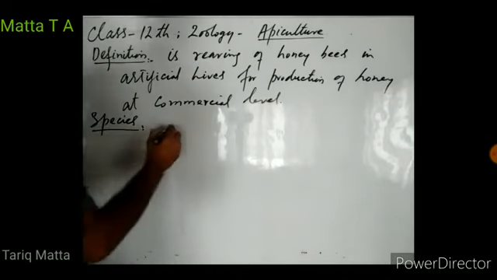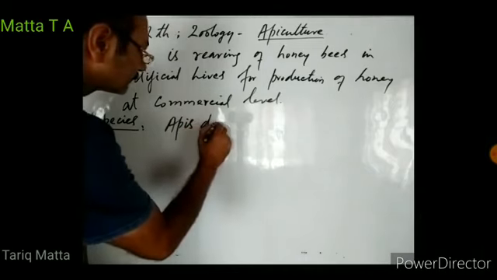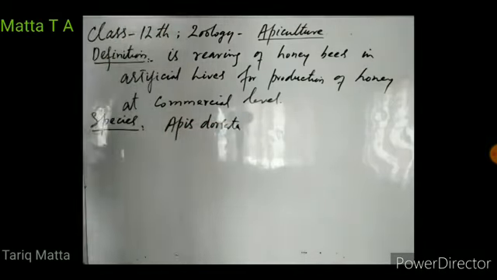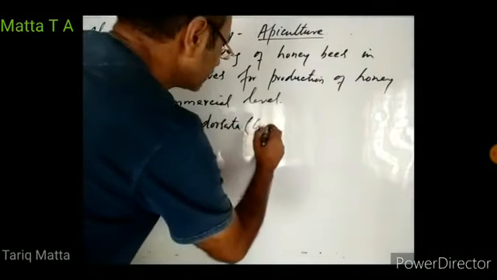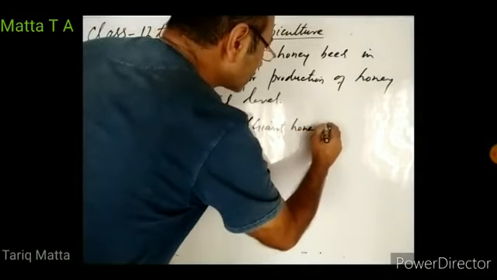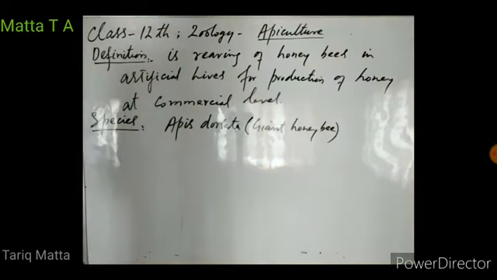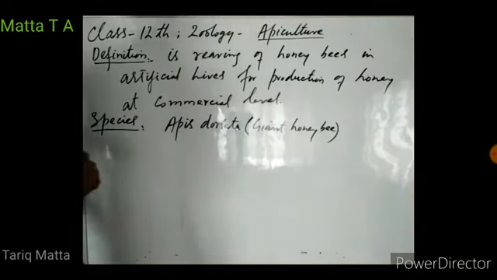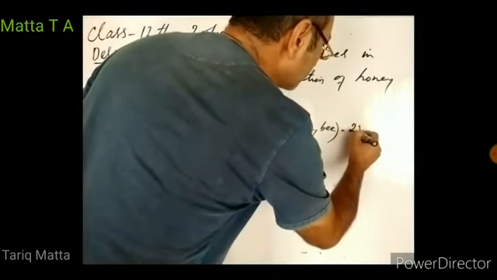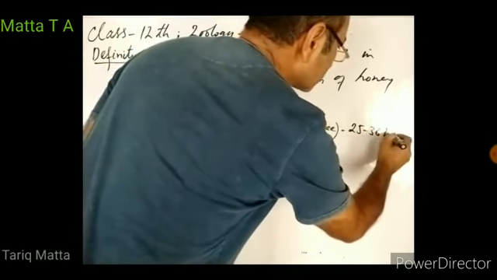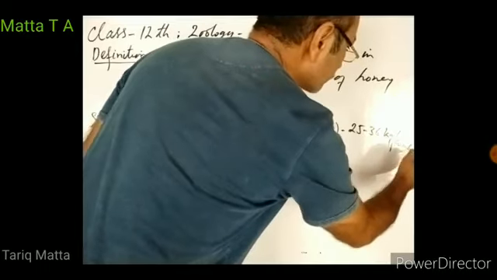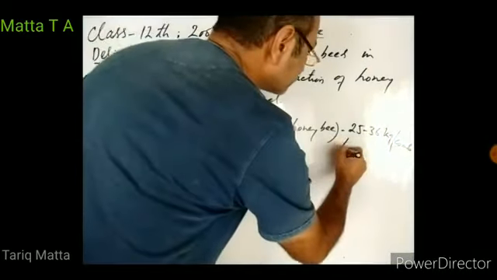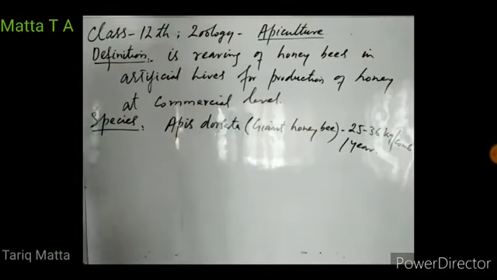For example, there is a species known as Apis dorsata. It is commonly known as giant honeybee because of its large size. This Apis dorsata gives a yield of 25 to 36 kilograms of honey per comb per year. So the first option available to us is Apis dorsata, giant honeybee, giving a yield of 25 to 36 kilograms per comb per year.